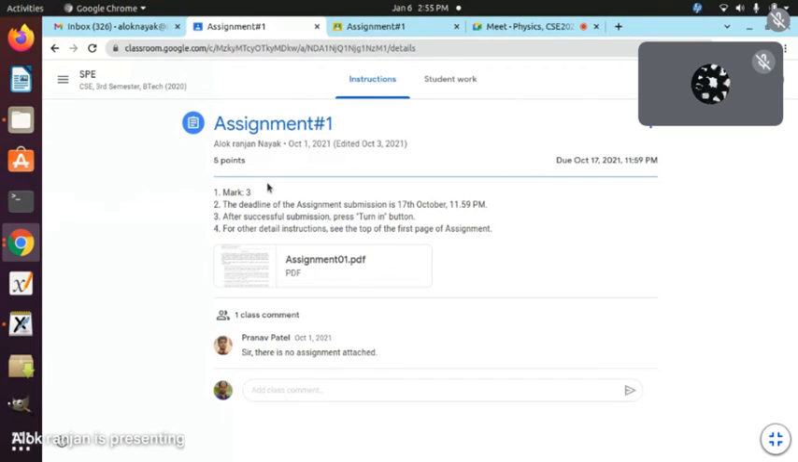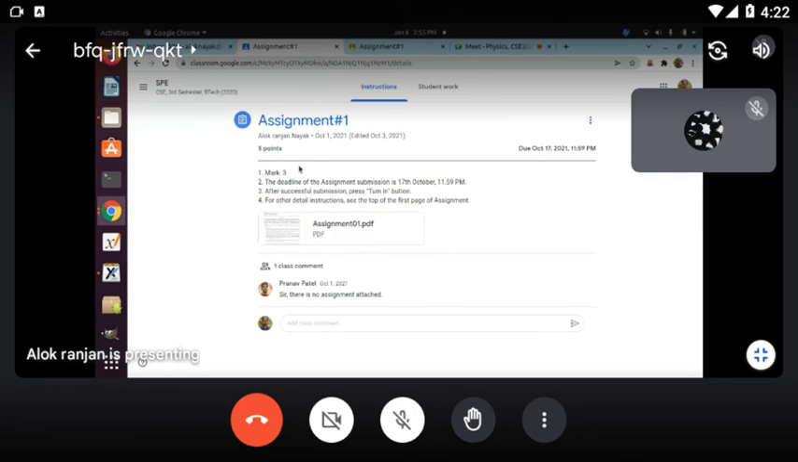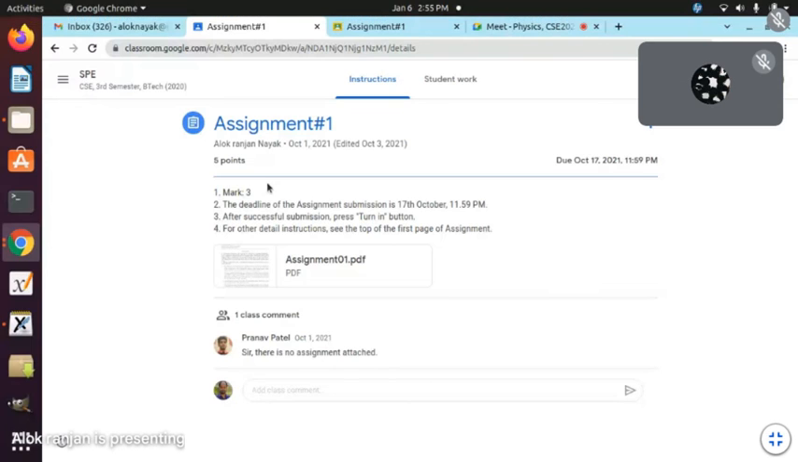It is essential to solve all these assignments. You'll get double the benefit. In the sense, you'll get some marks if you submit the assignment, and in addition to that, you'll find some numerical problems in your exam. Is this clear? Yes, sir.